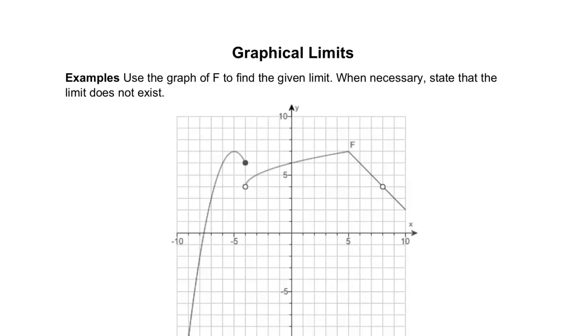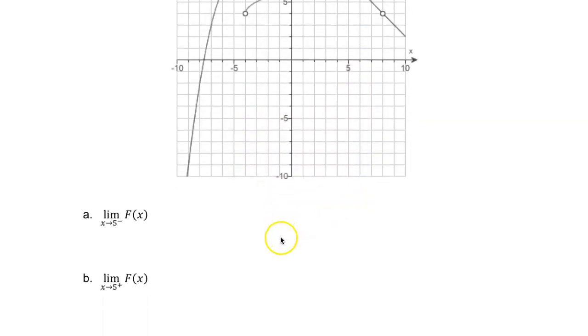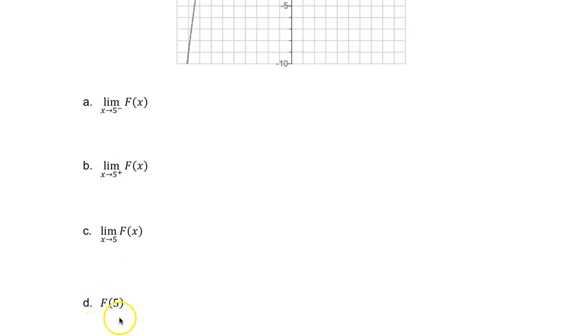Let's use the graph of f to find the given limit. When necessary, state that the limit does not exist. So here's the picture, and on this page we're going to find the limit and the function value at 5, so that I can look at all of them on the same page.